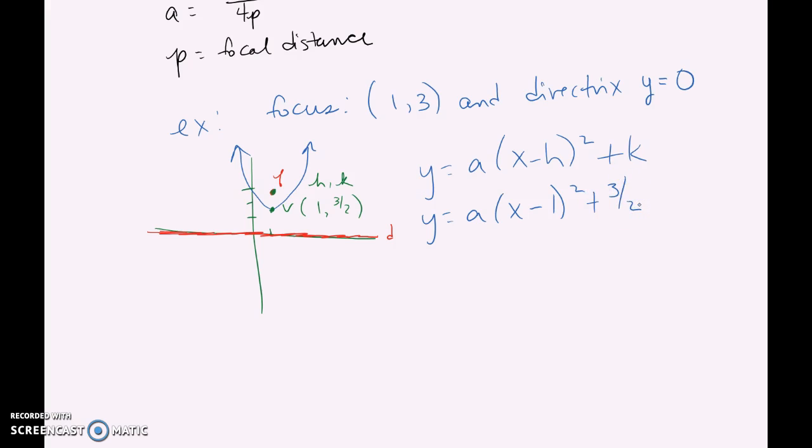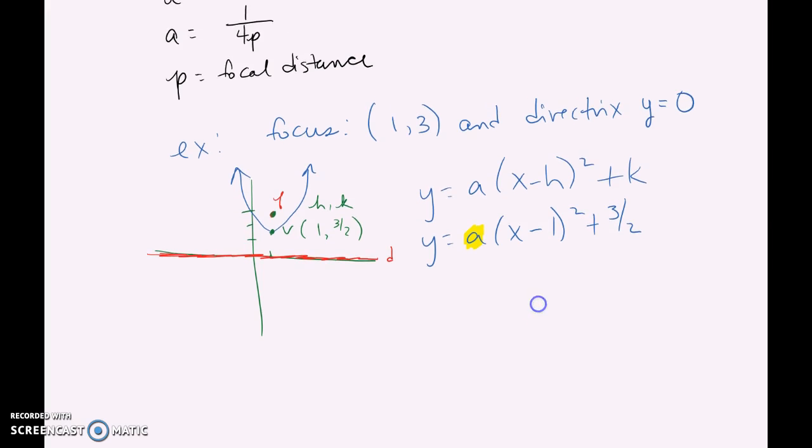So this is looking really, really good. The only thing that I don't know is this a. So like, what is a? Okay, well, I wrote a formula up here earlier. There it is. A is equal to 1 over 4p, and p is the focal distance, okay? So what I'm going to do is a little side math where I write A is equal to 1 over 4p, and in the place of p, I need to plug in that distance. Well, a focal distance is just how far you are from the vertex to the focus. So you can look at your picture, you can look at your numbers, but I need a distance for how far away that is.